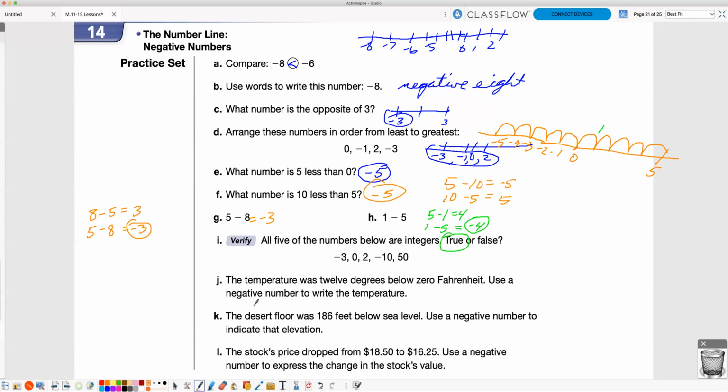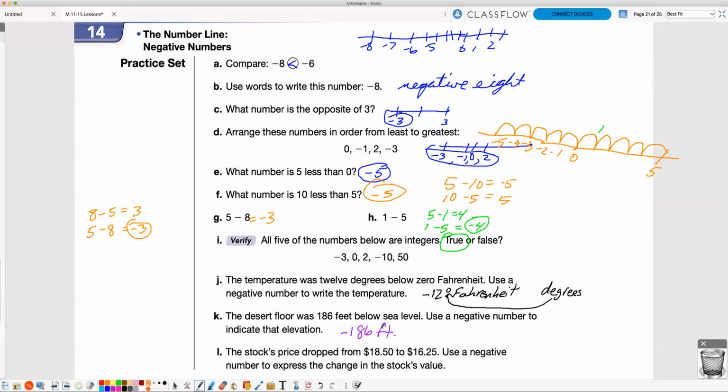Letter J, the temperature was 12 degrees below 0 Fahrenheit. Use a negative number to write the temperature. So it's negative 12 degrees Fahrenheit. And you can just type out the word Fahrenheit. In this case, if you're typing the degree symbol, you could just use the word degrees instead of the little symbol: 12 degrees Fahrenheit. Letter K, the desert floor was 186 feet below sea level. Use a negative number to indicate that elevation. So it's negative 186 feet, there it is.